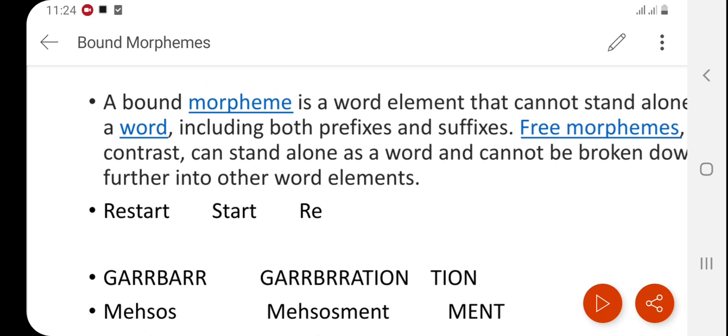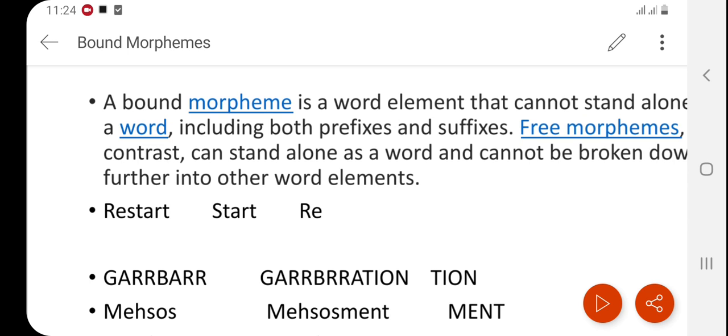So this re is a bound morpheme, like in unimportant. So you and un, in the dictionary you cannot find any meaning, so it is called a bound morpheme. So bound morphemes are the words that cannot stand alone, that cannot give any meaning independently, but when they are attached with the word, they can give us meaning.